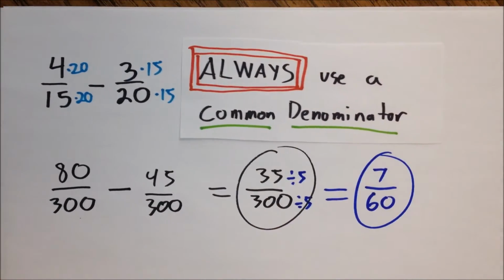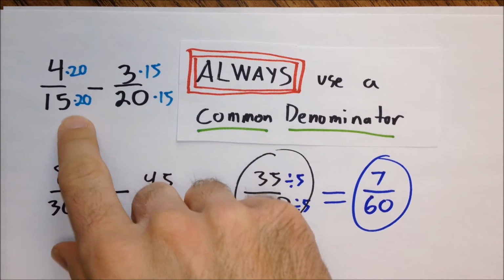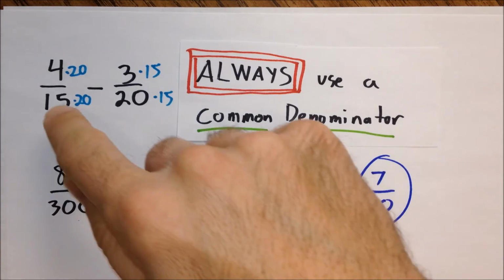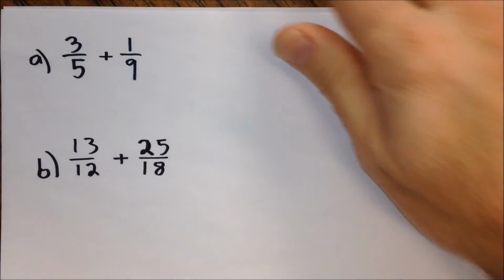So that's our big rule. Our big rule is always use a common denominator. If you ever find yourself trying to add fractions without a common denominator, you're making a mistake. And furthermore, we find our common denominator through multiplication, because multiplication is the way we create equivalent fractions. We don't create equivalent fractions using addition or any other operation. It's always multiplication.